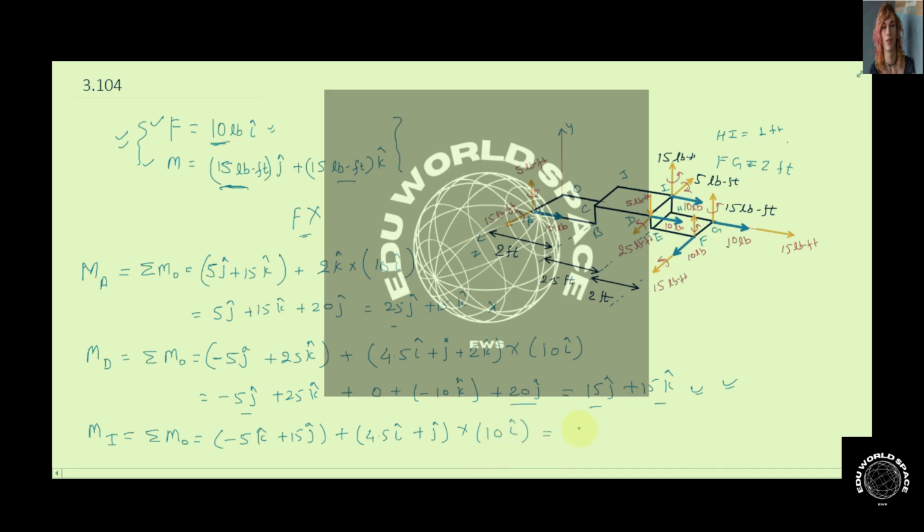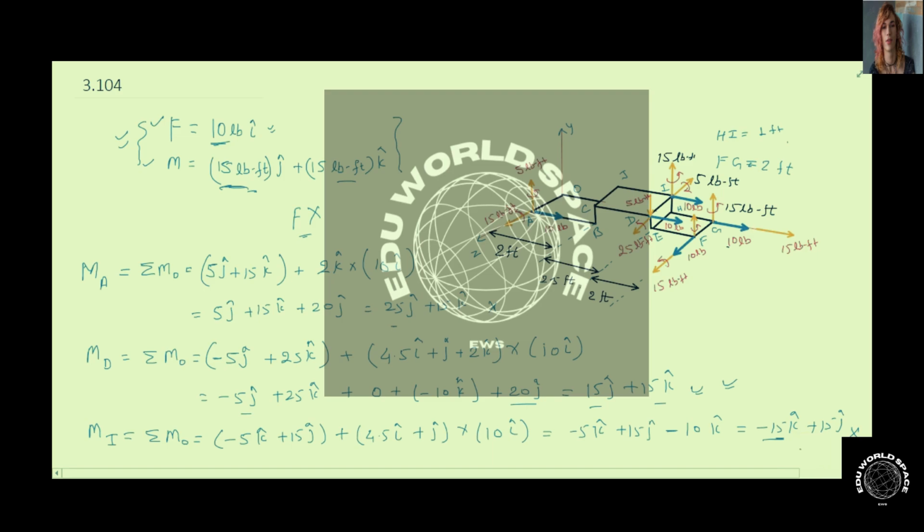So we can solve this. This will be minus 5 k cap plus 15 j cap, and this i cross i will be 0, so j cross i will give minus k, so this will be minus 10 k cap. So this comes out to be minus 15 k cap and plus 15 j cap. So the j cap condition is satisfied, but the coefficient of k cap has the opposite sign. Since moment is a vector quantity, this is not what we are desiring.